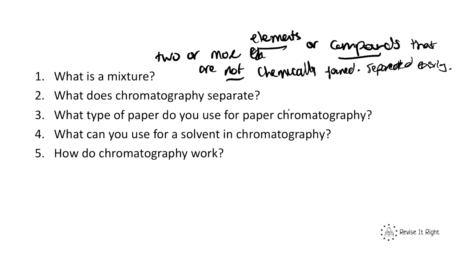So what does chromatography separate? Well, it separates inks or different inks in dyes. The inks in dyes. So different colour inks and dyes. What type of paper do you use for paper chromatography? We use filter paper. What can you use for a solvent in chromatography? Well, you can mostly use water, but occasionally you can also use ethanol.